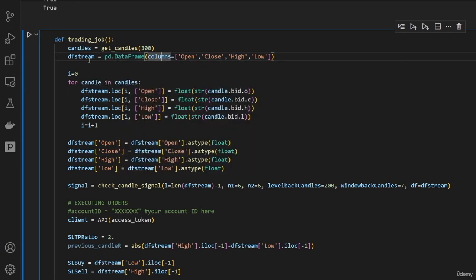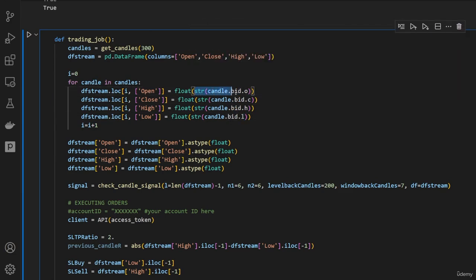And now we're going to populate this data frame. And we're going to populate it with candles. The only way I found that works is this one, because we have to cast the opening price of the candles, closing price, high and low price. We're using the bid price here.